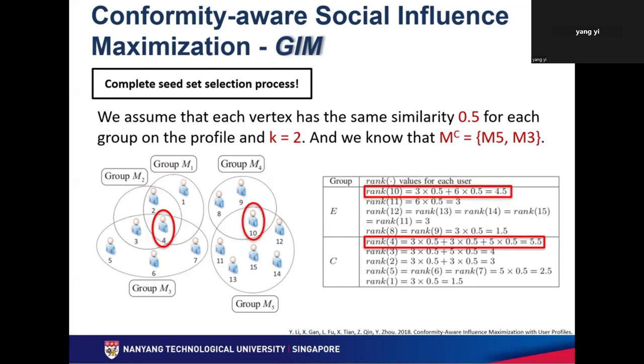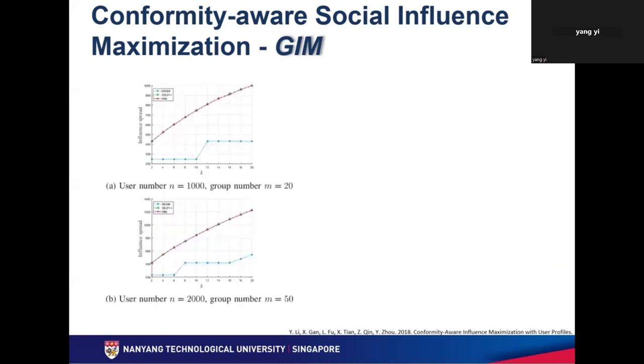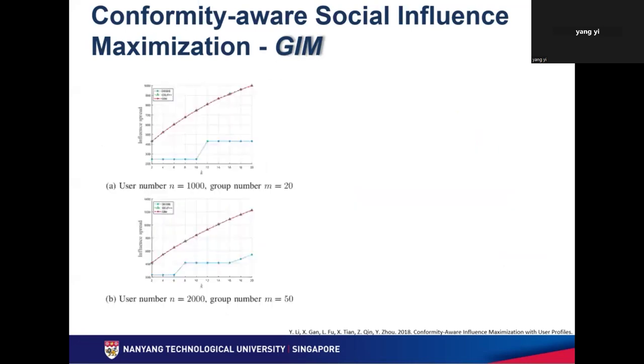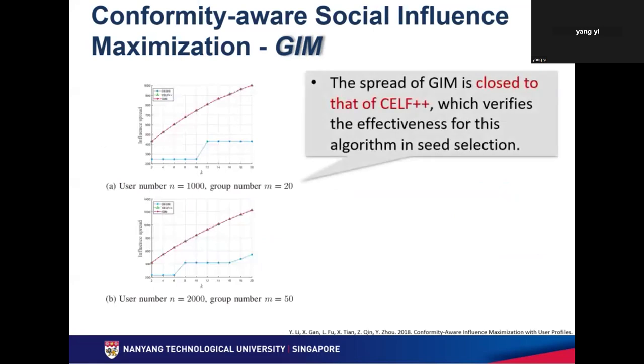After that, we have to select another node from the hypergroup E. And in hypergroup E, we have node 10, which has the best influence or rank. So for both, we first select node 4 and second node 10. After that, it can also show the resulting influence results.